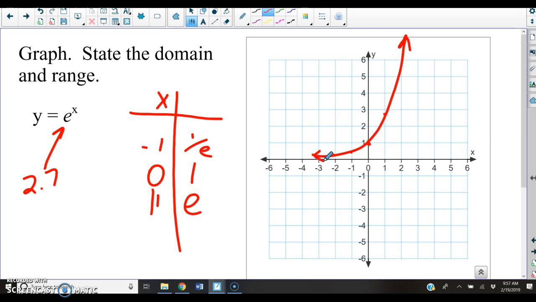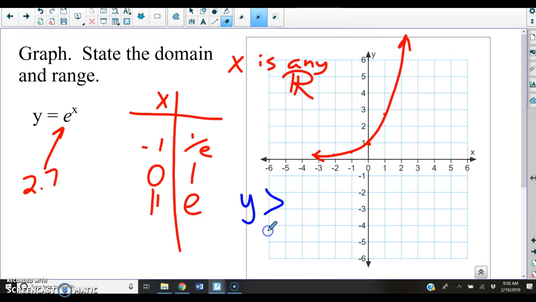The domain: x is any real number. That's your domain because it doesn't matter what you put in for x. Your range: y has to be greater than, not or equal, has to be greater than 0, because no matter what, you'll never get negative. You cannot raise a positive number to a power to make it 0 or negative.